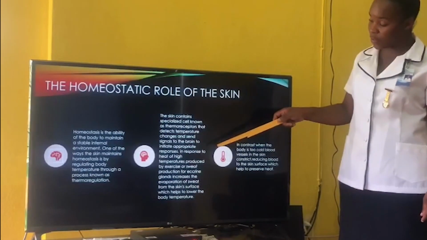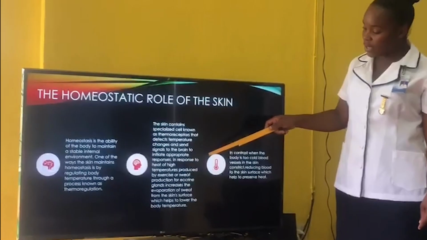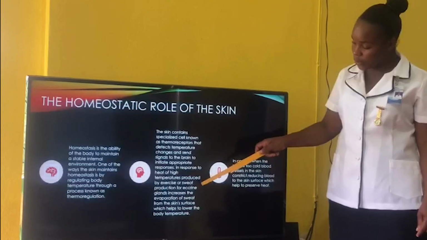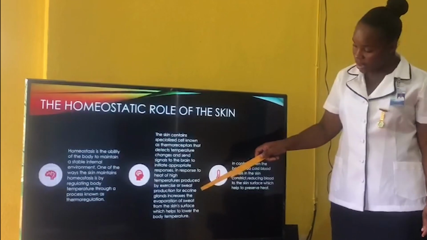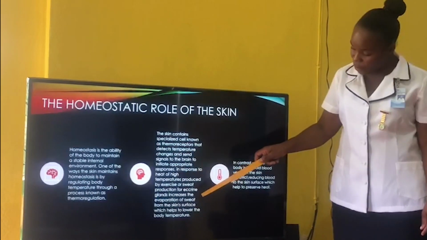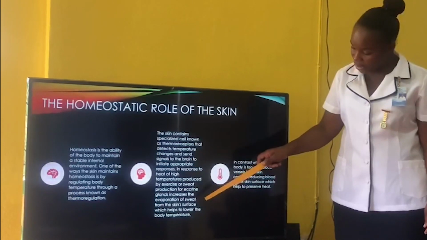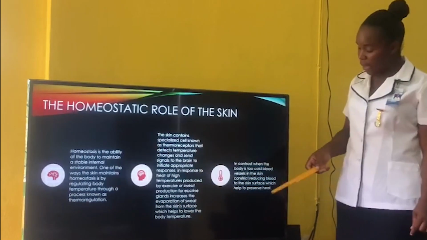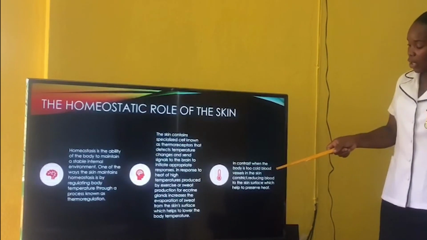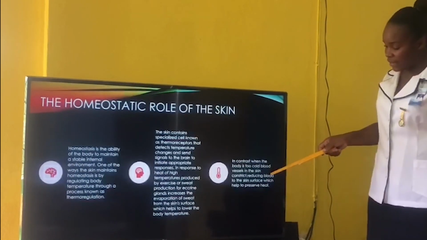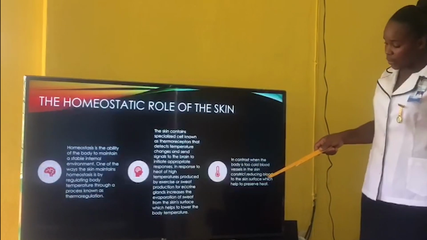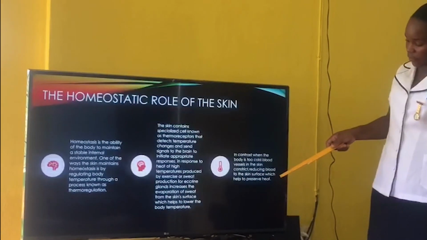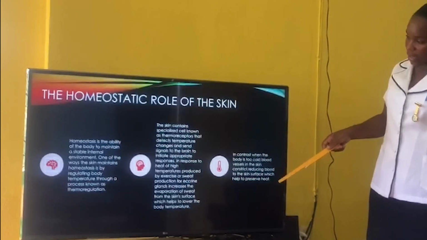initiate appropriate responses. In response to heat or high temperature produced by exercise, sweat production from eccrine glands increases evaporation of sweat from the skin surface, which helps to lower the body temperature. In contrast, when the body is too cold, vessels in the skin constrict, reducing blood to the skin surface, which helps to preserve the heat.